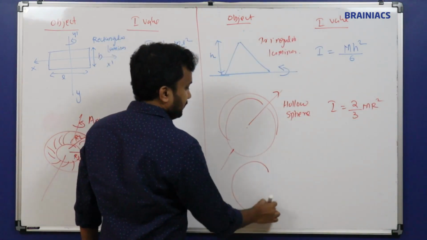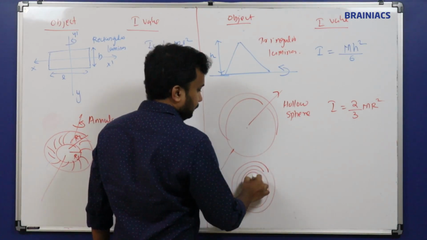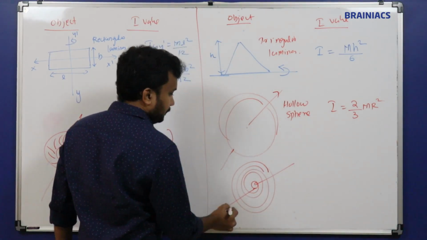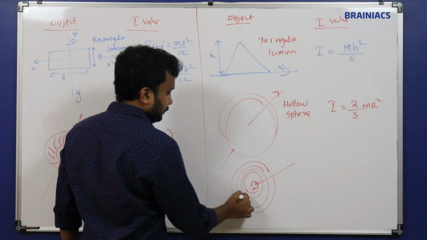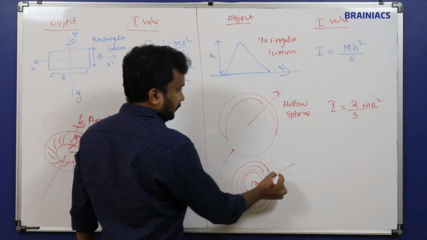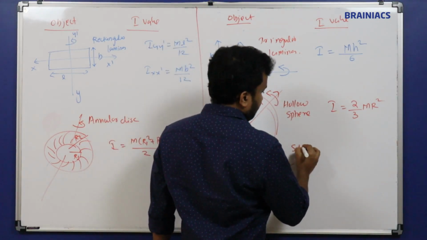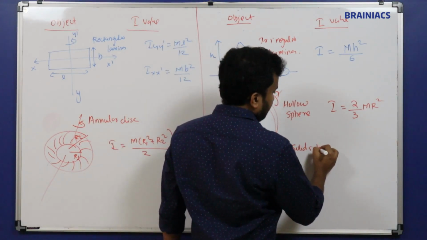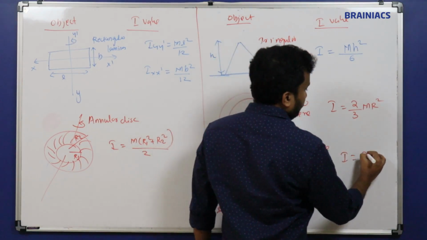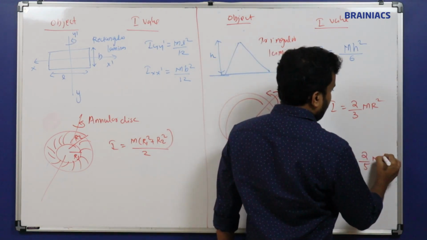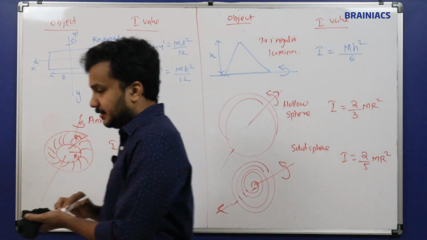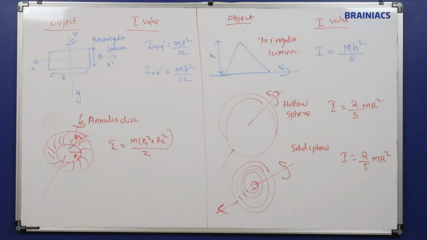And next one is the solid sphere. This is the axis of rotation and this is the solid sphere. At least these values you will have to remember: 2 by 5 mr square. This solid sphere is a common question, a common problem.